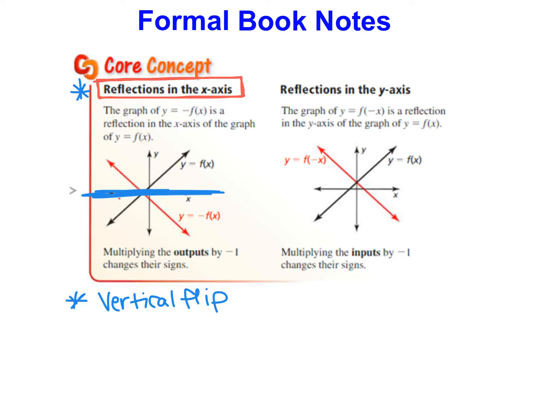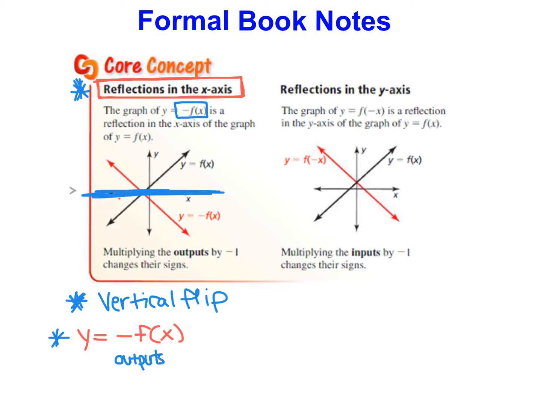Then from here, the key parts are that you're multiplying all of the outputs, or the entire function, by a negative as you do this. So what we do is take that entire function, surround it in parentheses, and multiply the entire function by -1. Now I understand that might be confusing right in this moment, but what I would write down is reflection in the x-axis, vertical flip, and this key part here in red: y equals negative f of x. Noticing that we're multiplying all of the outputs, or the entire function, by a -1.